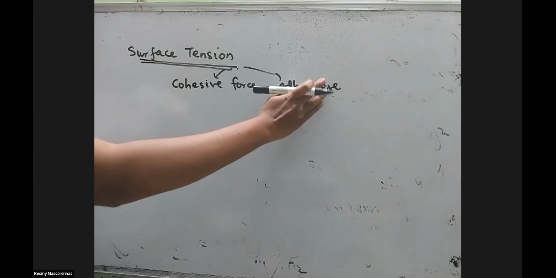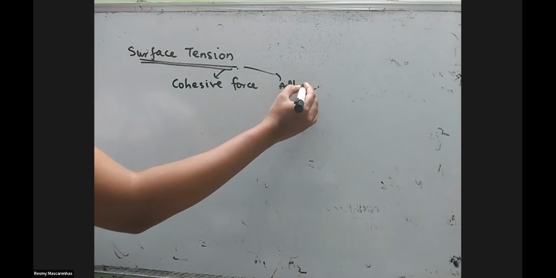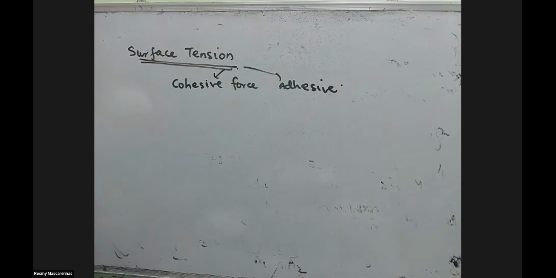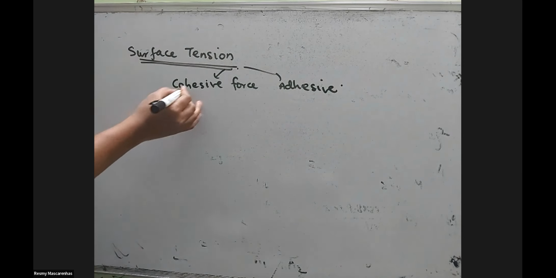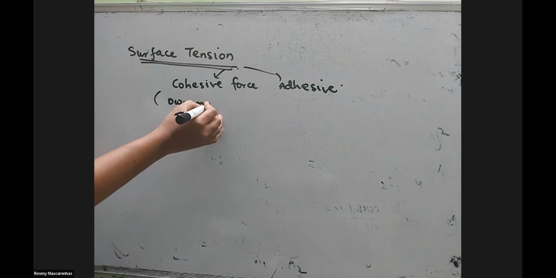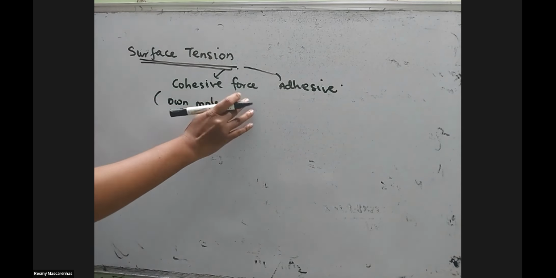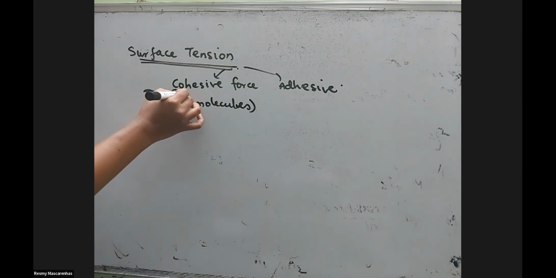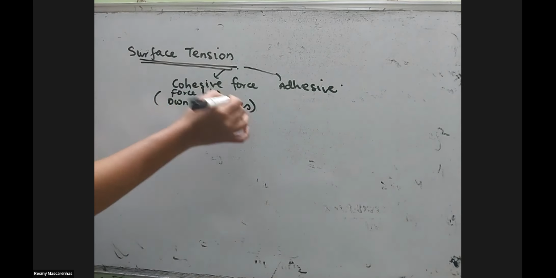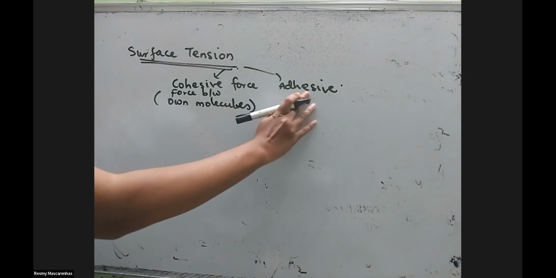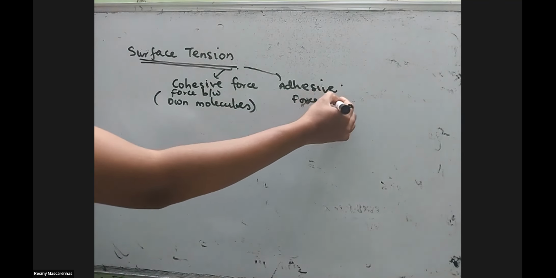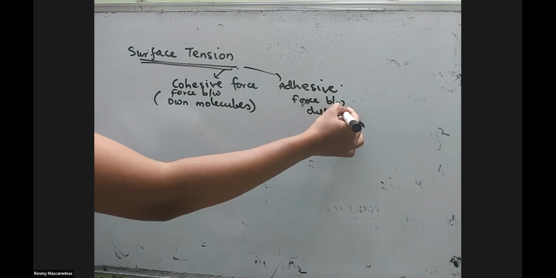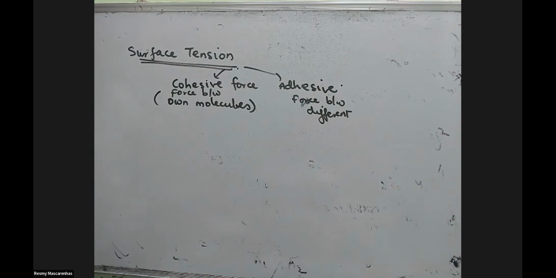Cohesive and adhesive. So cohesive is forces between own molecules. Adhesive is force between different molecules, different materials.